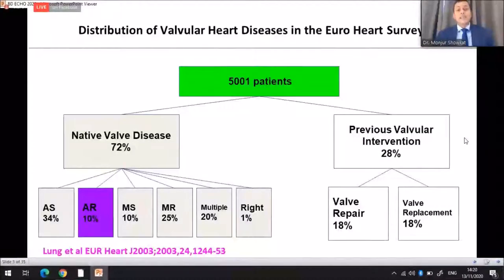Let us start. This is a small European study of around 5,000 patients, on the distribution of valvular heart disease in the Euro Heart Survey. You can see the reference, it was published back in 2003 in the European Heart Journal. Around 34% of patients presented with aortic stenosis, around 10% with native valve disease, 10% with aortic regurgitation, and mitral stenosis is not very common. MR and AS are the two biggest challenges in European countries.